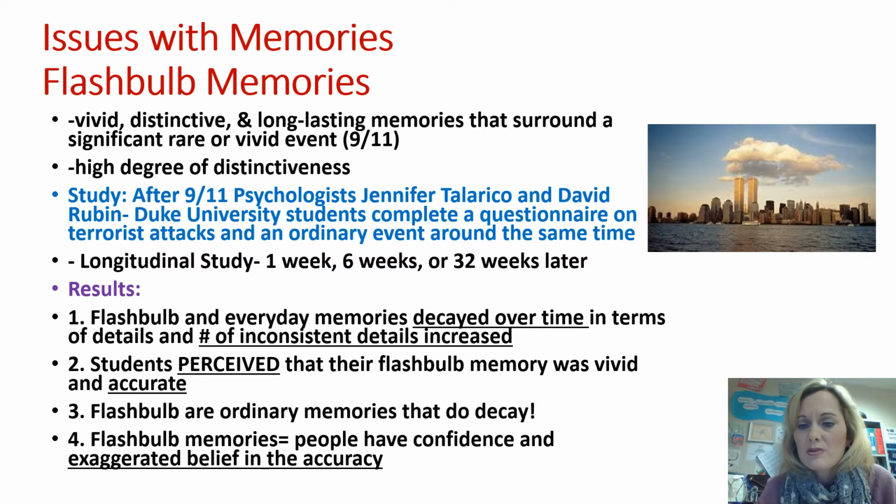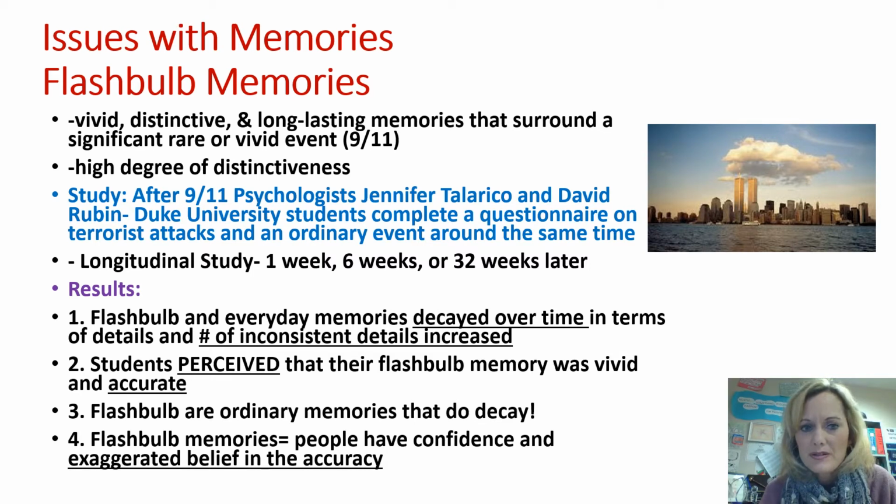Now, some issues with memories come with the following. So flashbulb memories is a type of memory that we can have when we have a major event. So 9/11 was done as a study with Jennifer Talarico and David Rubin from Duke University, and they had some students complete a questionnaire on the terrorism attacks of 9/11 and an ordinary event around the same time. So with these students, they did a longitudinal study of a week, 6 weeks, and 32 weeks later, and they tried to figure out what they actually remembered.